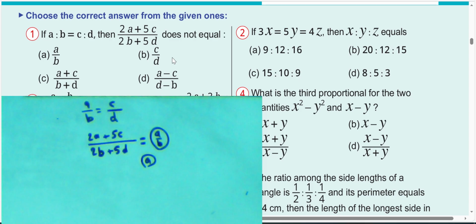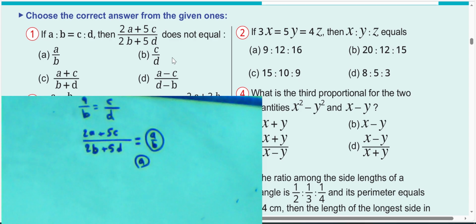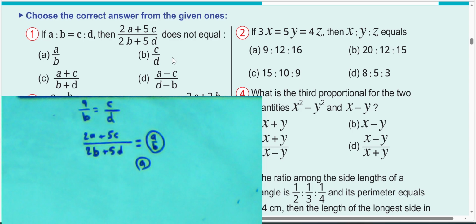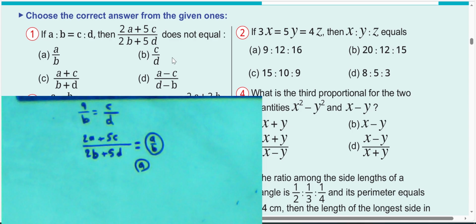Understood? It's a property of proportion. The answer will be equal to one of the ratios. They are equivalent. Understood? Because you won't find (2A plus 5C) over (2B plus 5D). The answer will be letter A.